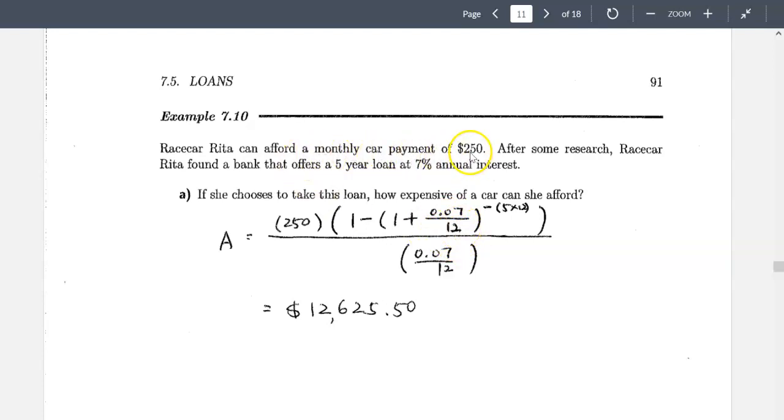The monthly car payment is $250. Every month you pay $250, that's D right here. After some research, you find a bank that offers a 5-year loan at 7%. So T equals 5 and R equals 0.07. Once you have all those numbers, D equal to 250, n equal to 12, T equal to 5, and R equals 0.07, plug all that into the formula and you get $12,625.50.